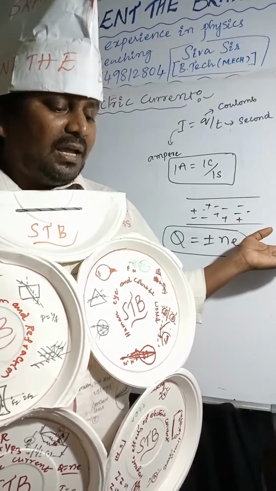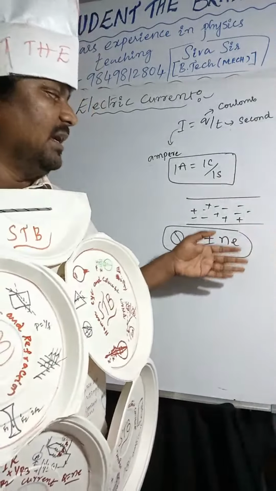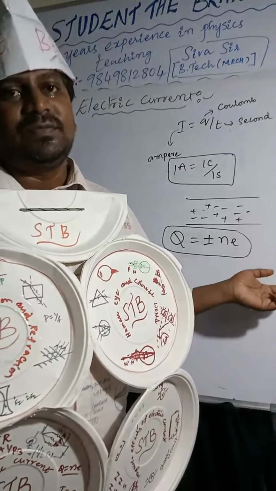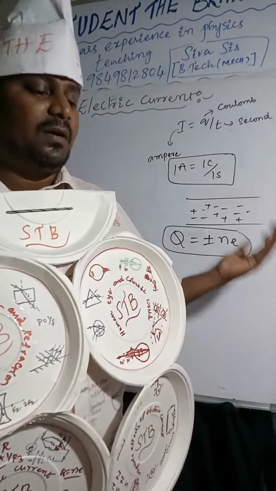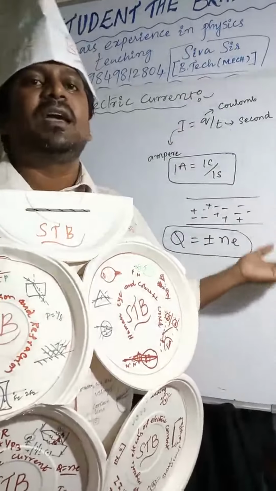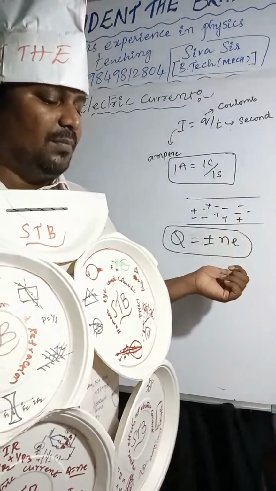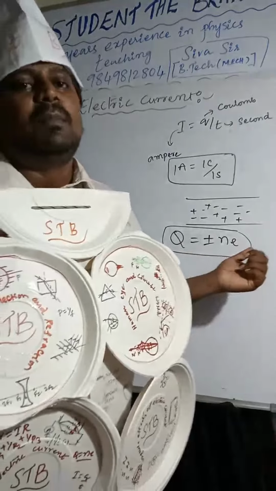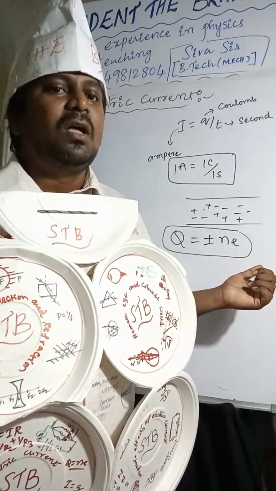We can't say that. Current is flowing inside the conductor. So if a number of electrons or protons is flowing in the conductor, only then can we say current is passing. That is nothing but an integral multiple of charges. So Q equal to plus or minus Ne.